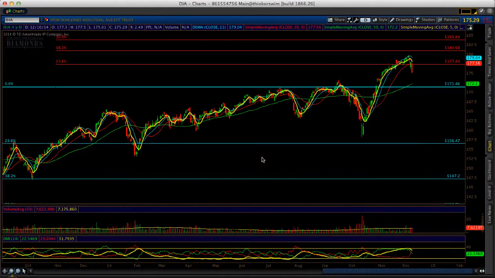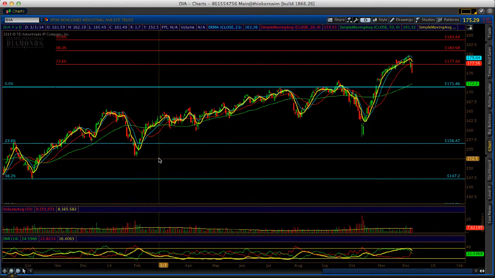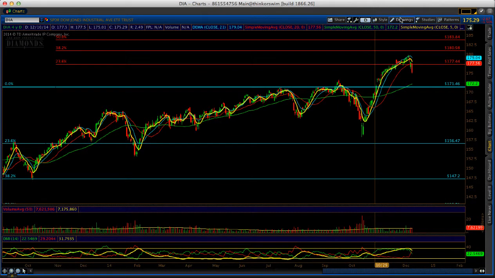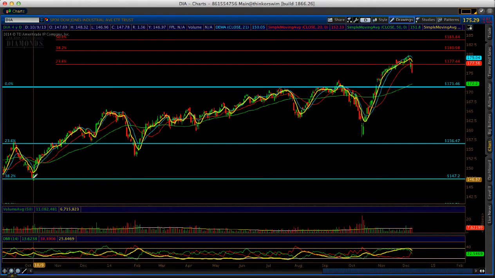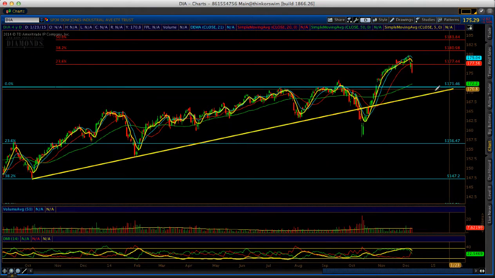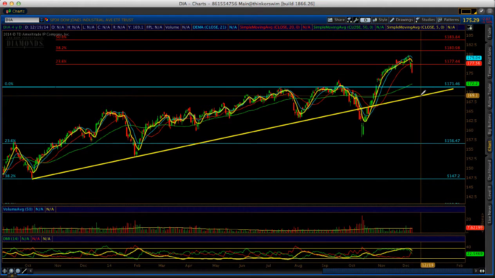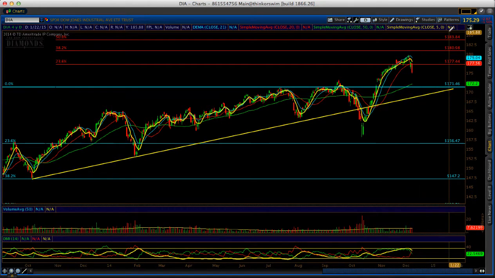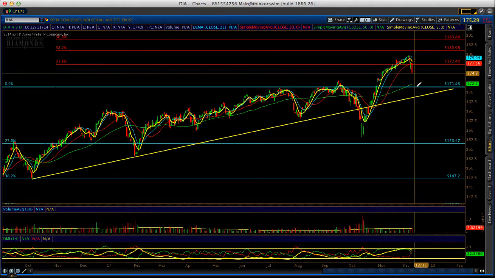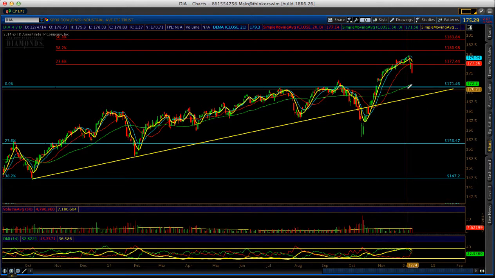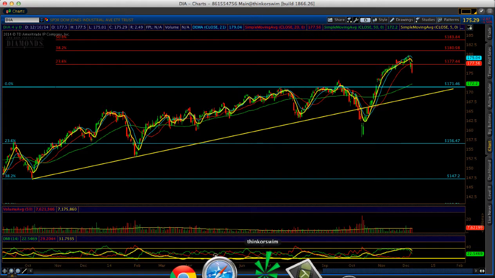Now let's talk about DIA. DIA is the same as the spider, the same as the Qs. If you can see here, we have some support, and I think it might go here, spike down and bounce. That's what I'm waiting for. I'm right there like a sniper, waiting to see price action go down to my buy level and enter long to have a nice finish of the year.